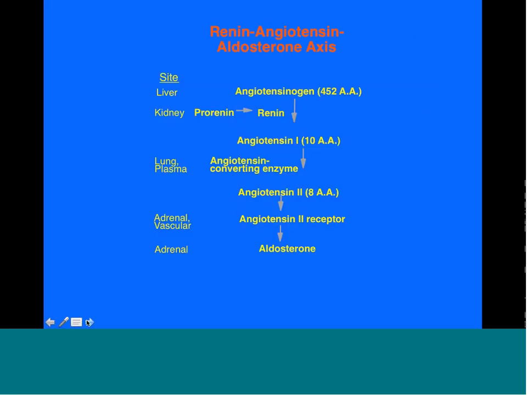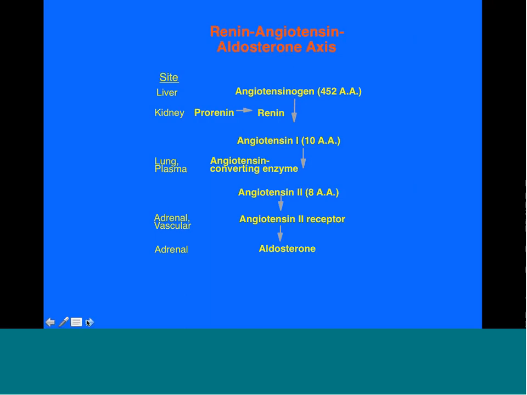The renin-angiotensin-aldosterone axis regulates aldosterone. The liver makes a prohormone called angiotensinogen, which is 452 amino acids. It gets cleaved by renin, primarily in the kidney and also in the bloodstream, to give angiotensin 1. Renin itself is made as prorenin and has to be activated for renin. Angiotensin 1 is 10 amino acids, and it gets converted by angiotensin converting enzyme in the lung and the plasma to angiotensin 2, which is 8 amino acids.